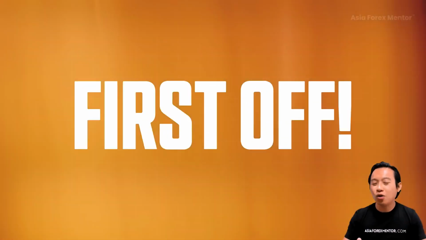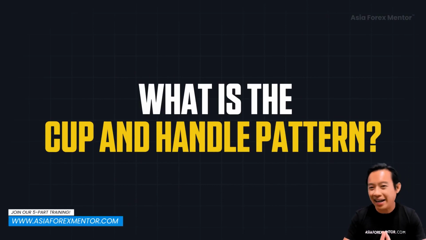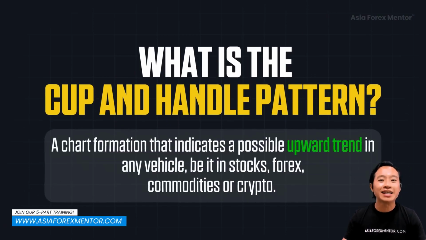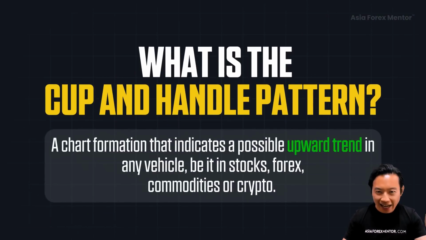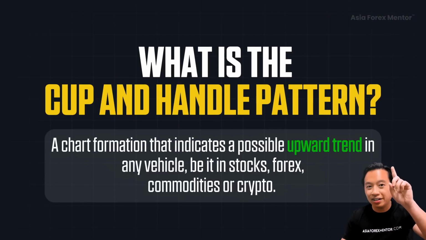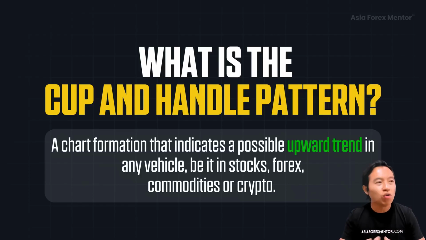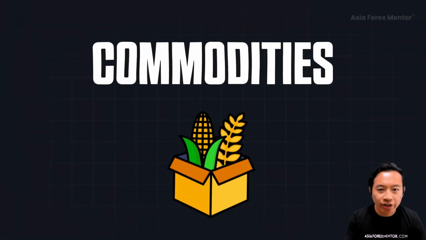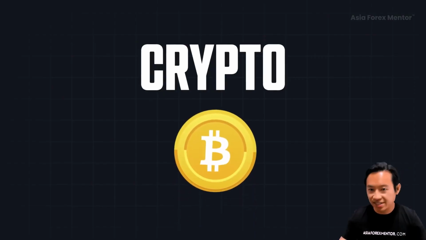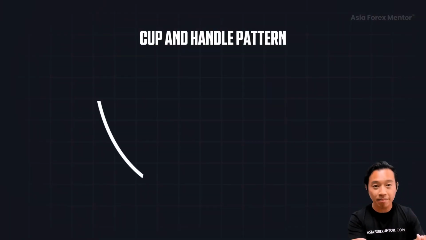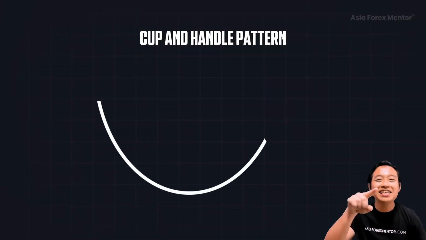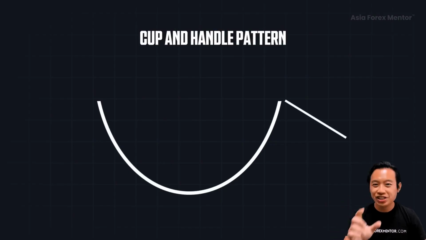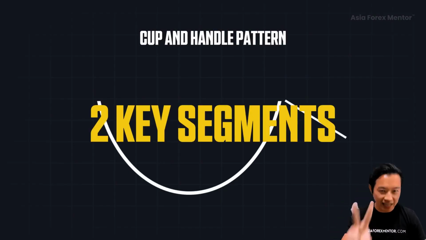So first off, what is the cup and handle pattern? The cup and handle pattern is a chart formation that indicates a possible upward trend in any vehicle. So whether you are trading stocks, Forex, commodities, or crypto, it works the same. It gets its name from its teacup shape, which is made out of two key segments.